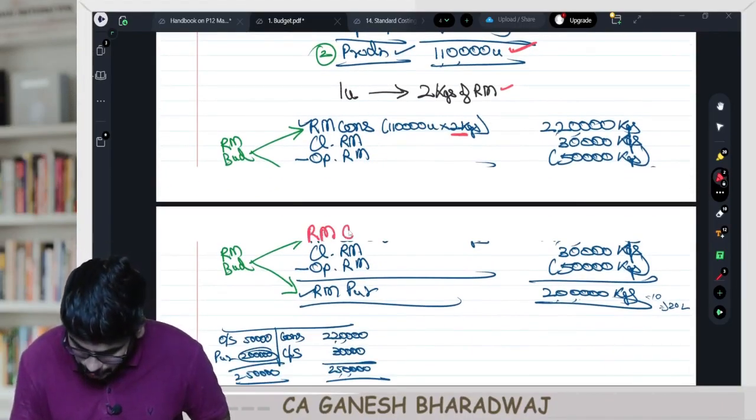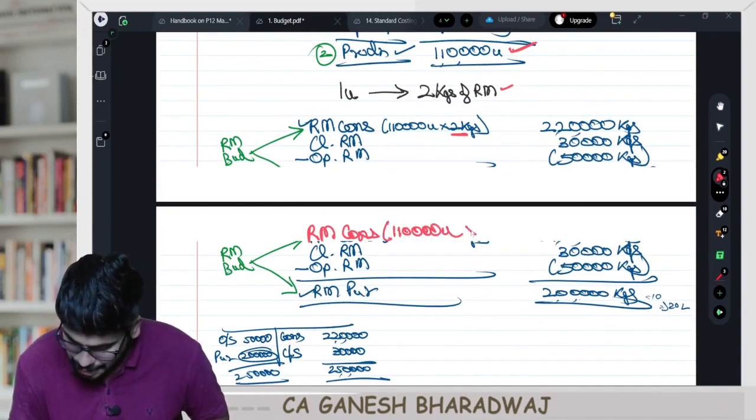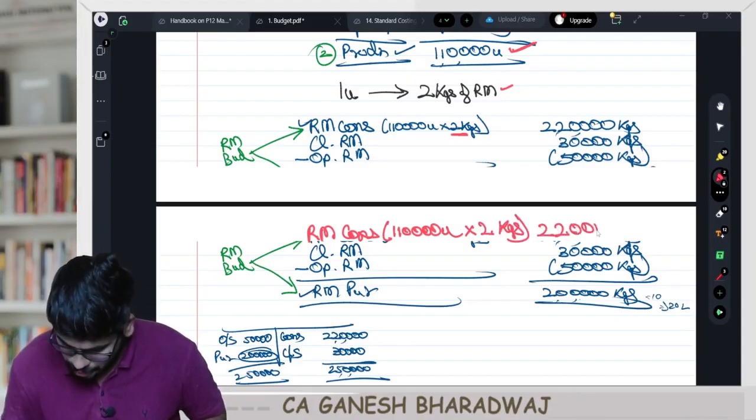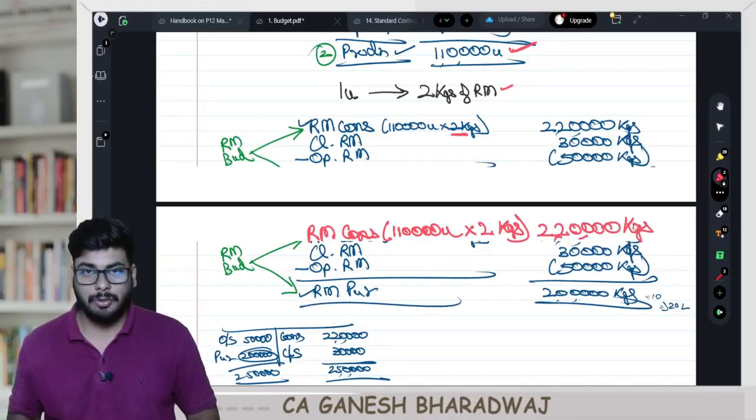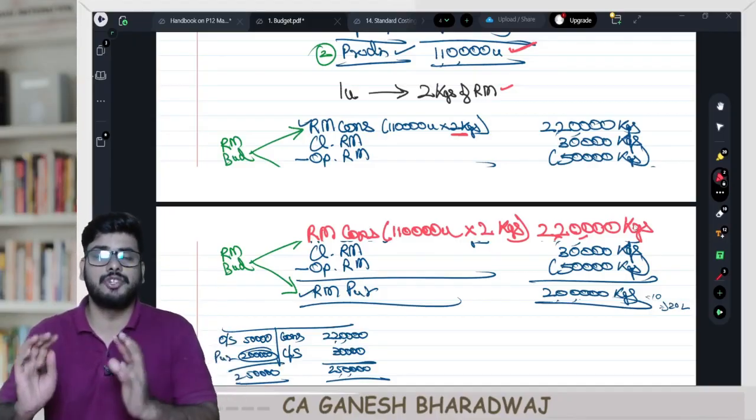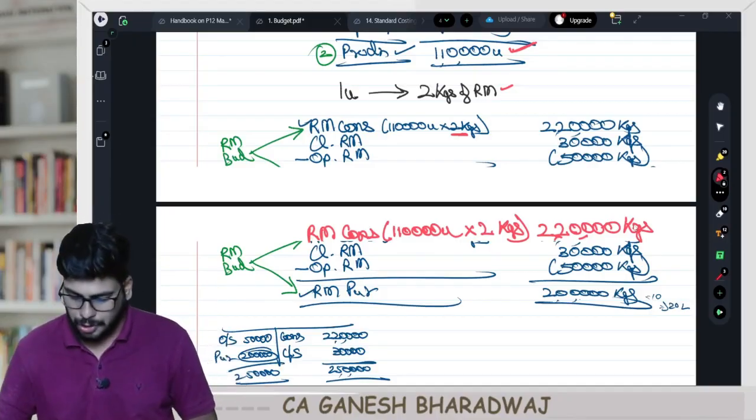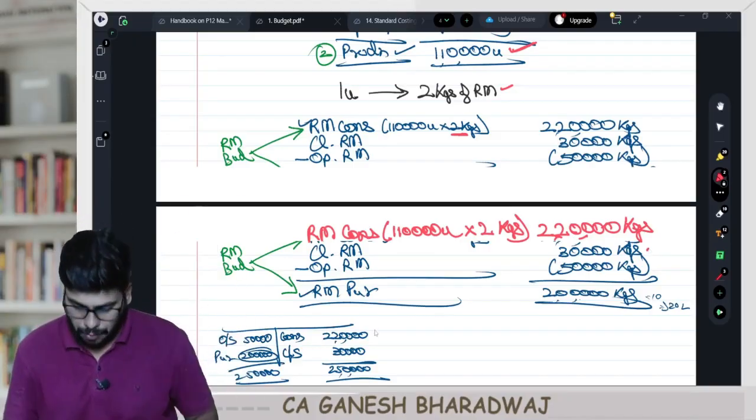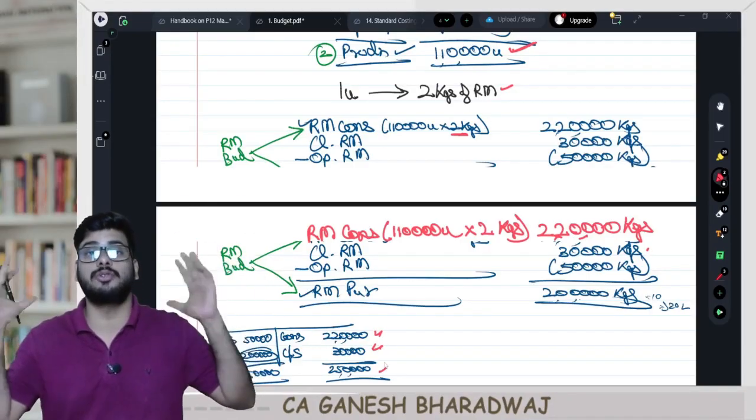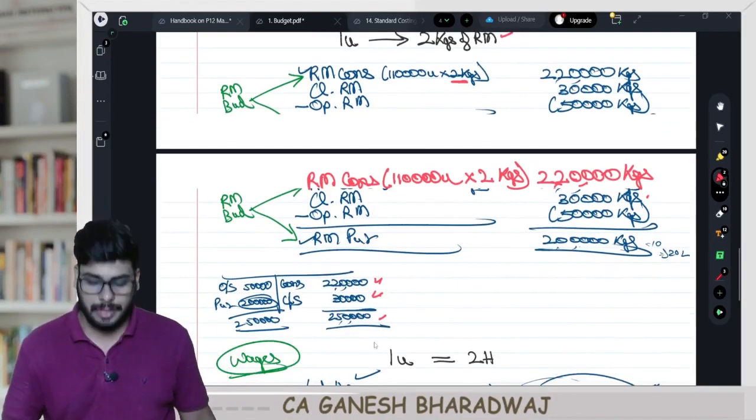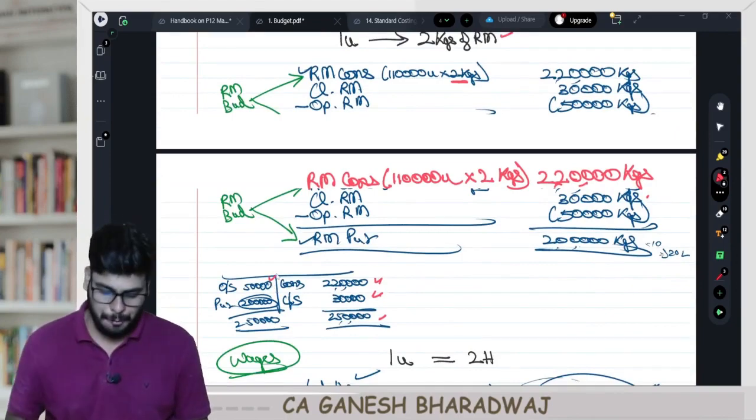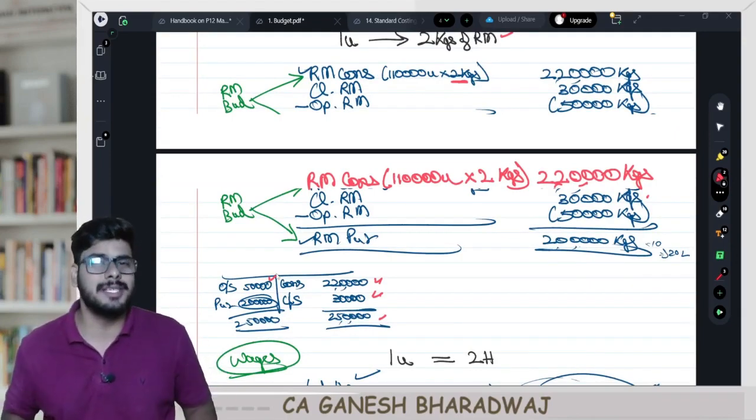So the raw material consumption will be how much? 1,10,000 units I need to produce, and every single unit is going to consume how many kgs? 2 kgs. So now it's going to be how much? 2,20,000 kgs is the total raw material consumed. Now, apart from this, the company says you should always maintain a raw material closing stock of 30,000 kgs. So 2,20,000 plus 30,000. The company has a total raw material requirement of how much? 2,50,000 kgs. But wait, the company already has an opening stock of 50,000 kgs. So now, how many kgs need to be purchased?